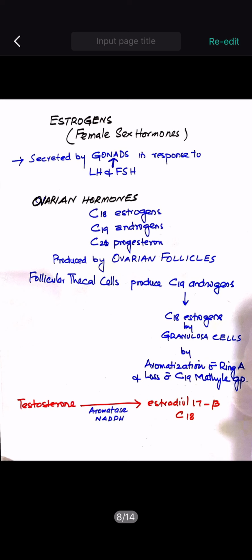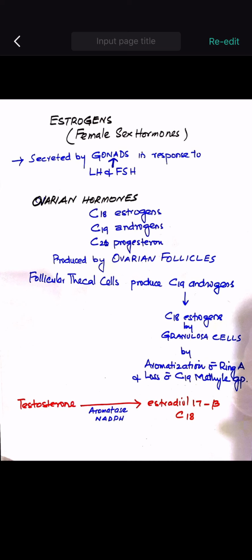Then estrogen, this is the female sex hormone. It is secreted by gonads in response to LH and FSH that we already discussed. There are different types: C18 estrogens, C19 androgens and C21 progesterone. They are produced by ovarian follicles. Follicular thecal cells produce C19 androgens, which are then converted to C18 estrogens by the granulosa cells by aromatization of the ring and loss of the C19 methylene group. So, these are the structural changes that take place.